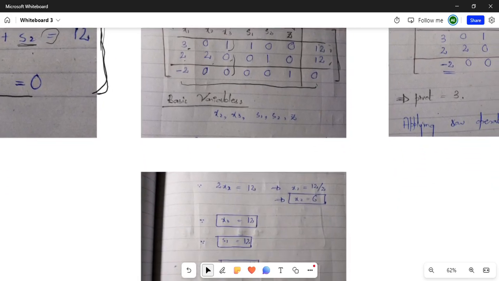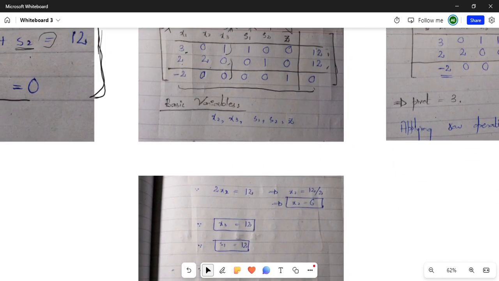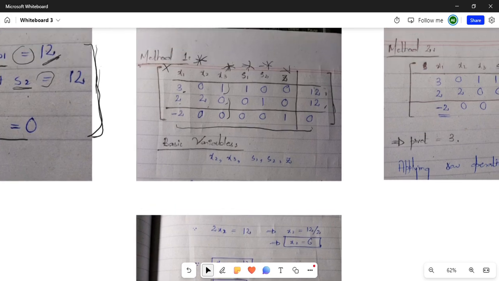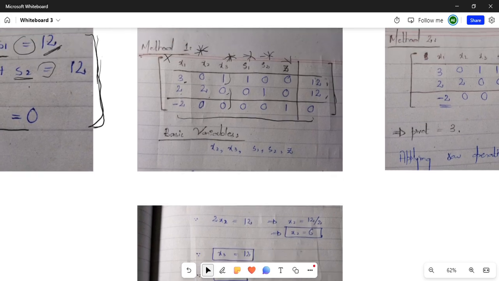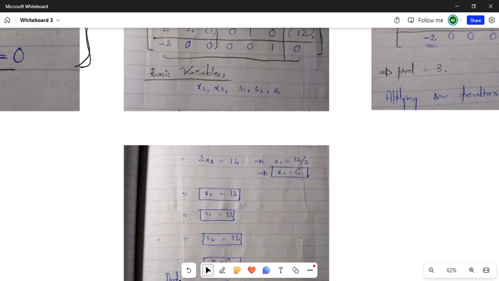Moving forward, we will use these basic variables to solve further. As we can see, x2 has coefficient 2, and its corresponding constant is 12. So we will use these, which will give us the equation 2x2 equals 12, and from here we can get the solution x2 equals 6.